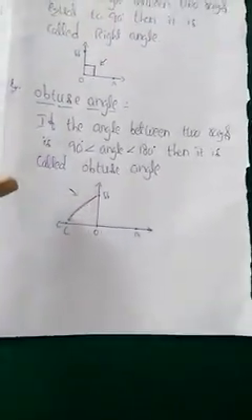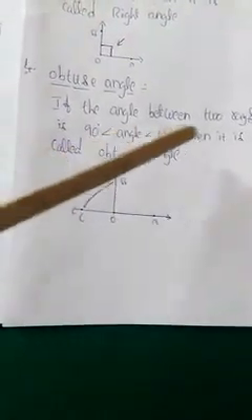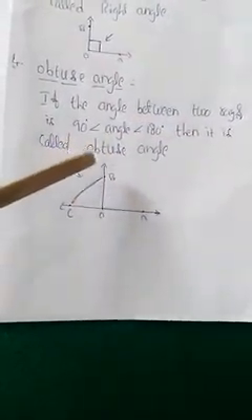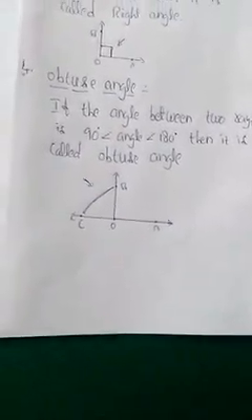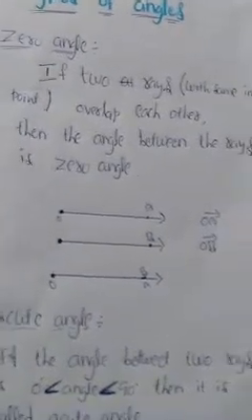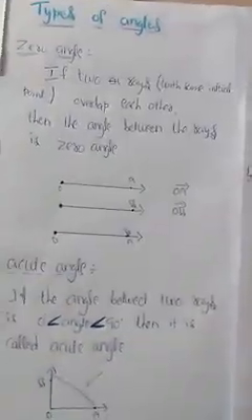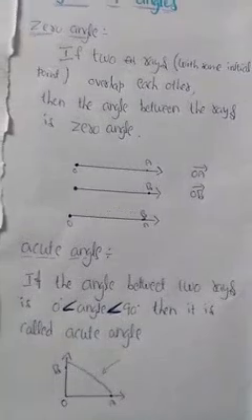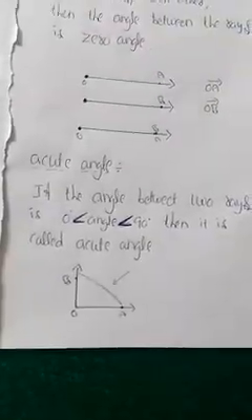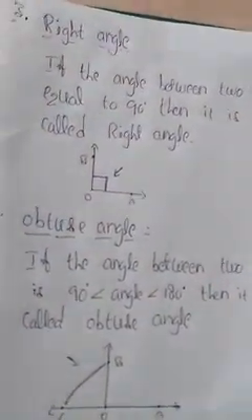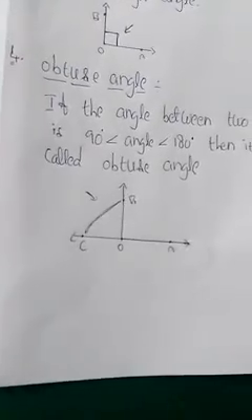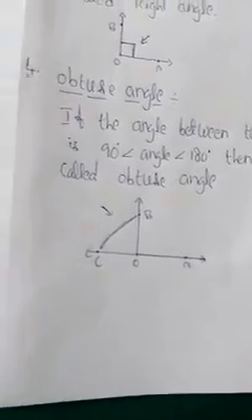Once again, see the definition. If the angle between two rays is in between 90 and 180, then it is called obtuse angle. So once again, if two rays overlap, then it is zero angle. If the angle is in between 0 and 90, it is acute angle. If the angle is equal to 90 degrees, then it is right angle. If the angle is in between 90 and 180, it is obtuse angle.